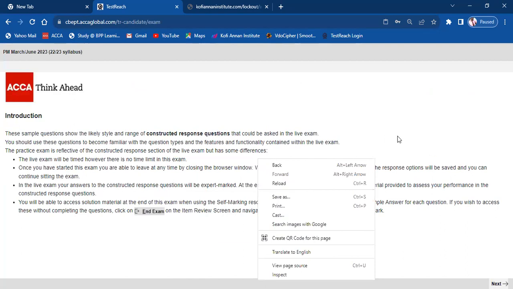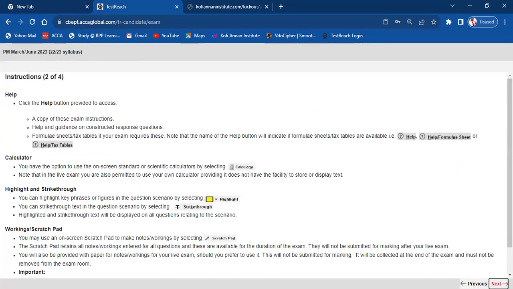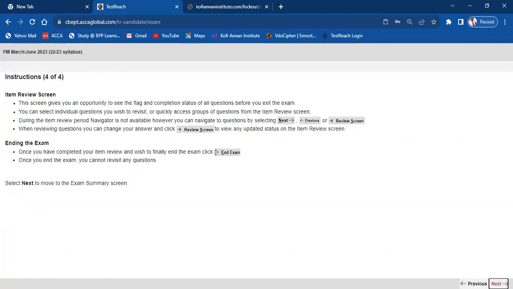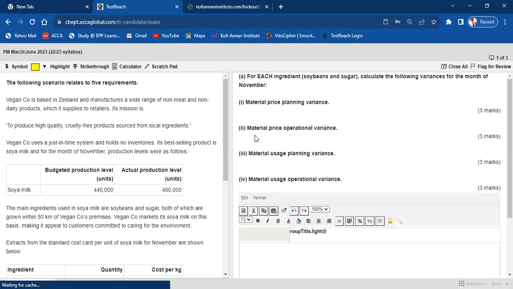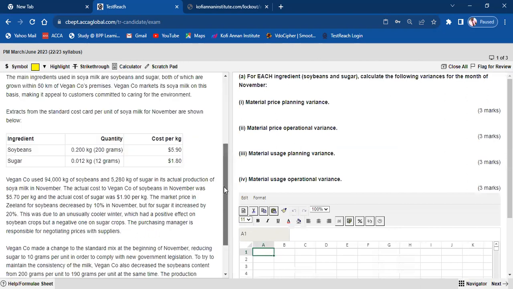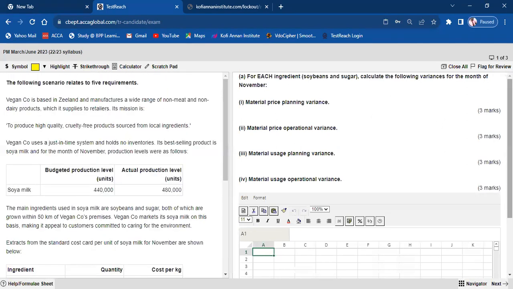All right. These are exam instructions. Next. All right. Here I am in the PM exam. This is my second section C question. For each ingredient, soybeans and sugar, calculate the following variances for the month of November. 3 marks, 3 marks, 3 marks, 3 marks. Calculations are not too common in PM, but I've got 12 calculation marks.